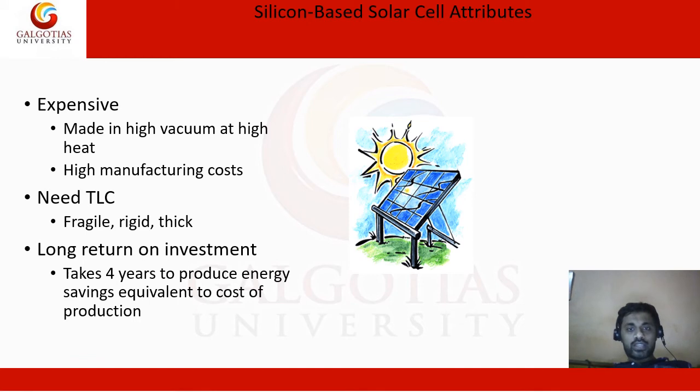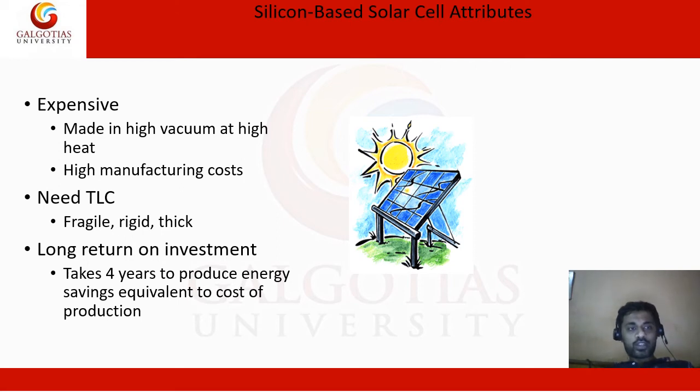A silicon-based solar cell is expensive in the sense that it is made in high vacuum at high heat, so the manufacturing costs are high. It needs TLC, is fragile, rigid, thick, and has a long return on investment. It takes 4 years to produce energy savings equivalent to the cost of production.